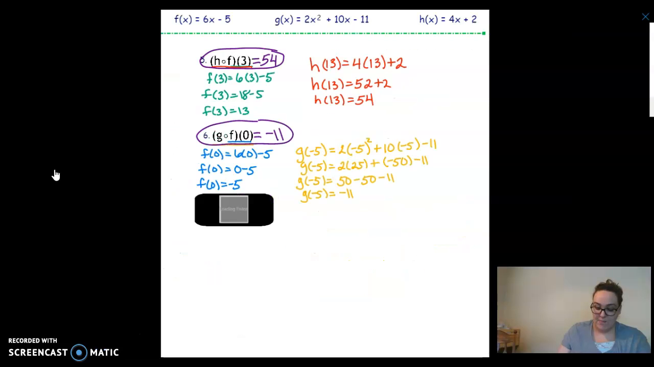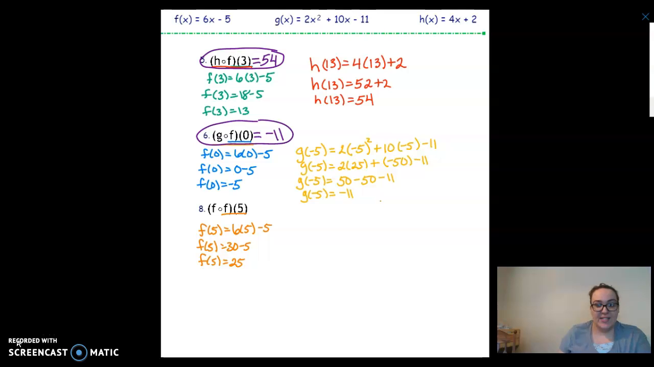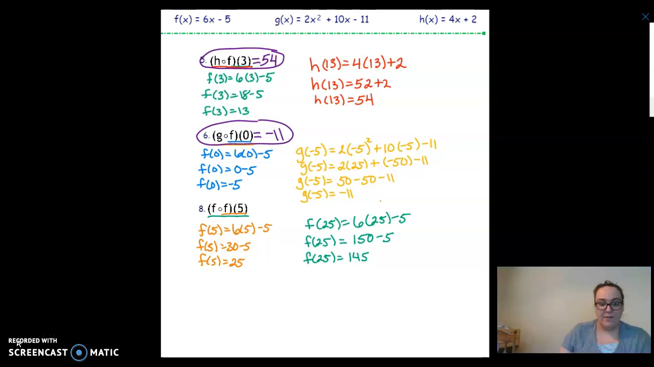Alright, the last one down here, it looks kind of like it might be tricky, but it's not. f of f of 5. Okay, so start with the inside and pause it and see what you get. And then see if you're correct on what you should do for your next step. Okay, there's the inside, f of 5. Okay, so now I'm going to do the outside, f of whatever I just got. So now I'm doing f of 25. So I can plug into the same function twice. 6 times 25 minus 5. So f of 25 equals 150 minus 5. 145. Okay, so f of f of 5 is 145 as my final answer.